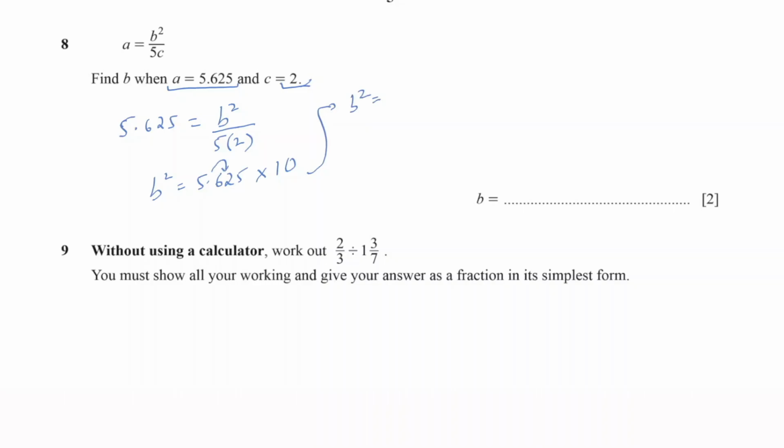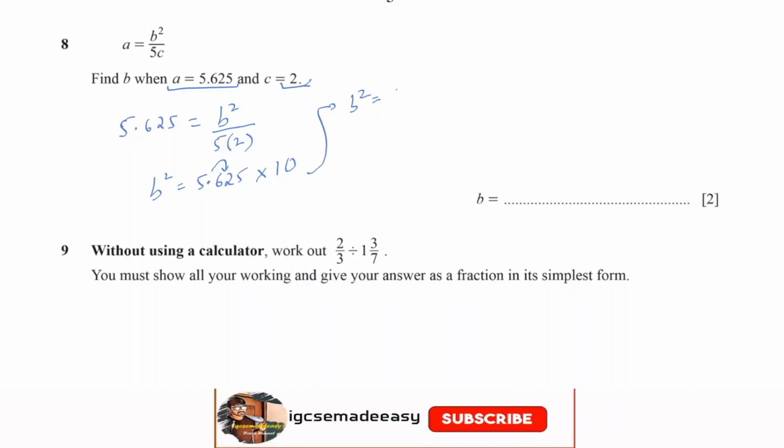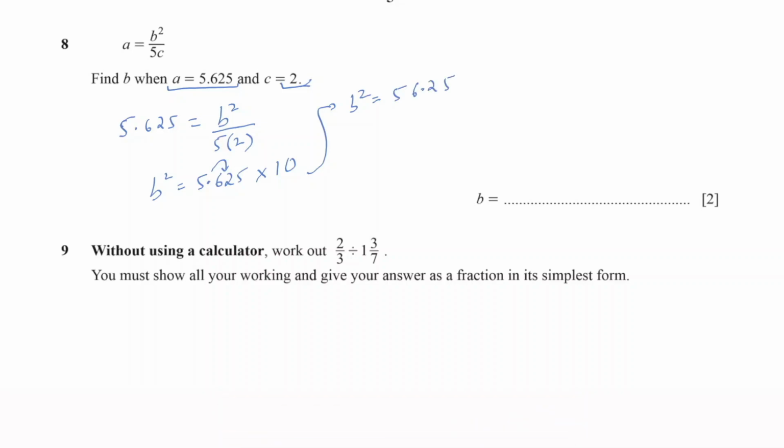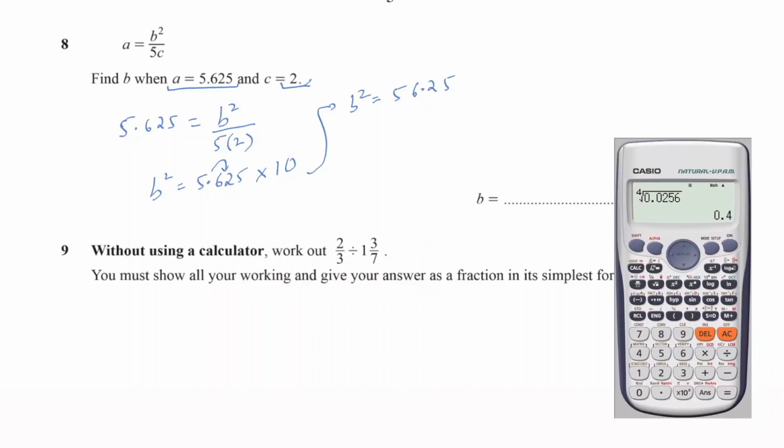The decimal point will be shifted over once because it's multiplied by 10. If it is multiplied by 100, it will be shifted 2 digits towards the right after the decimal. So it will be 56.25. You can use your calculator for that, not an issue. Let me use the calculator also. So you should have used it like that. 5.625 times 10 gives you 56.25. See, we are getting the same thing.